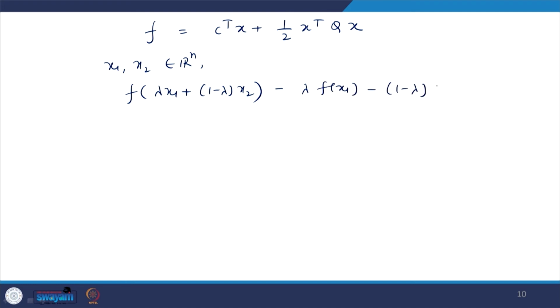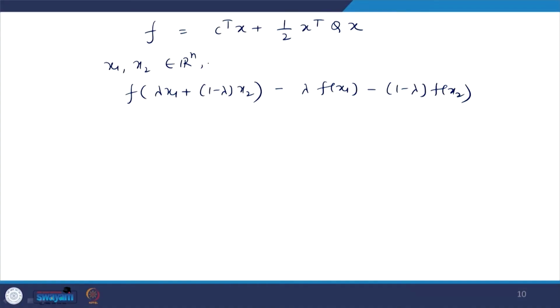See, what I am trying to do here, we have to show that this f is convex. So, to show that f is convex, if we apply the basic definition of convexity, then we have to show that f of lambda x 1 plus 1 minus lambda x 2 is less than or equal to lambda f x 1 plus 1 minus lambda f x 2. So, that means I have to show that this quantity is less than or equal to 0. So, I have taken this expression, and I will try to show that this is less than or equal to 0 if Q is a positive semi-definite matrix.